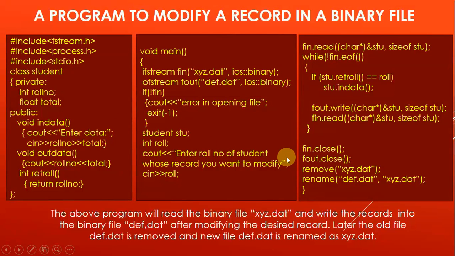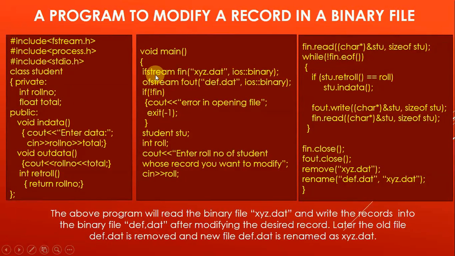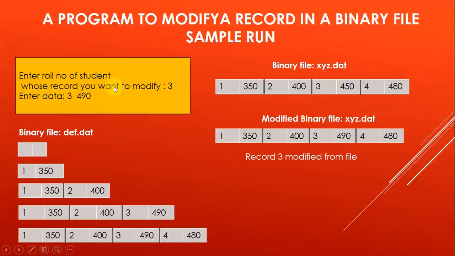So this is how it is done. Let us see a sample run of this program. Here you can see the program will ask you to enter the roll number of the student. When I run my program, I am opening the files, and this is the first line: enter roll number of student whose record you want to modify. So this statement will be displayed.